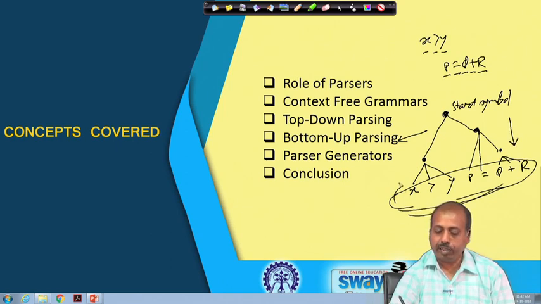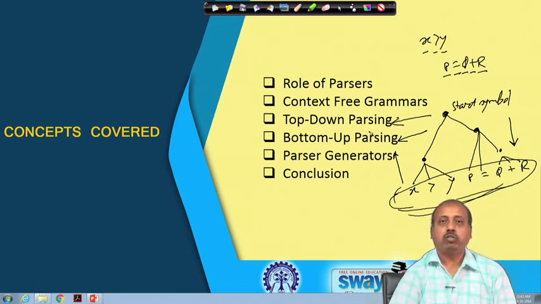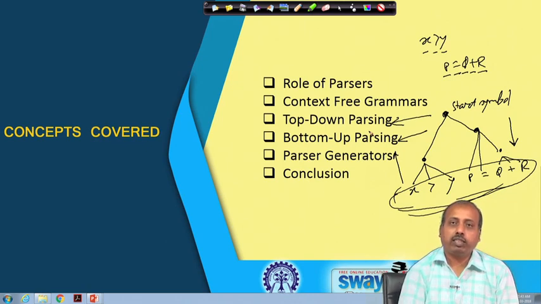Previously we were going in this direction and now we are going in the opposite direction. Starting with the start symbol, we are trying to go down and reach the final program. That particular approach is known as the top down approach. In general, top down approaches are simpler than bottom up approaches.